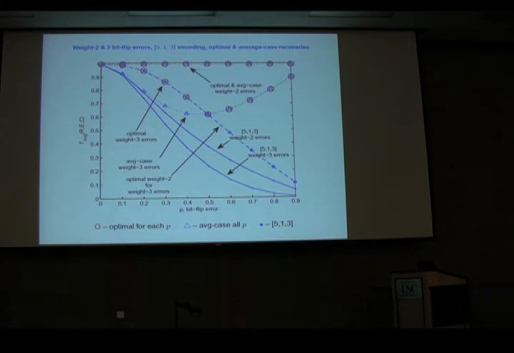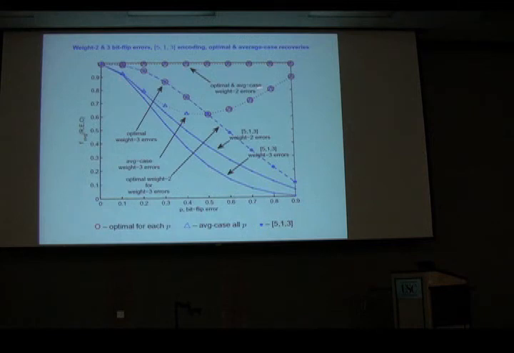Oh, this is hard to explain. A lot of arrows. Okay, so this is weight 2 and weight 3 bit flip errors starting with the 513 encoding. So let's start with that. I have to look at the arrows myself. Okay, so 513 encoding and recovery on weight 2 errors, as the probability increases from 0 to 0.9, follows this curve, which is not so great, as you expect. For weight 3 errors, it follows this other dark curve.